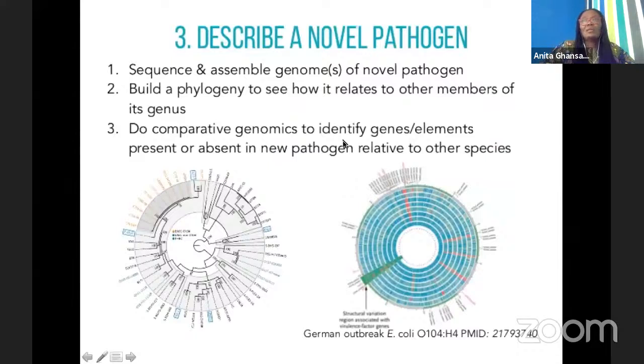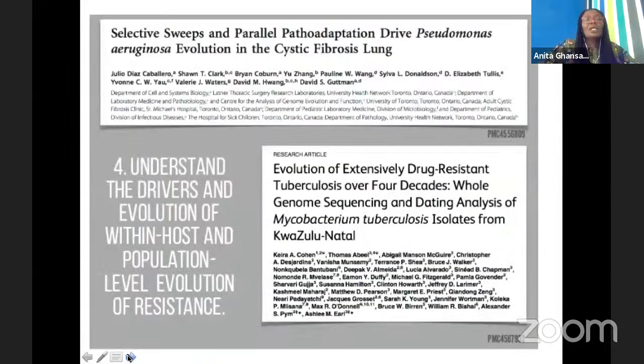Now, for something like SARS-CoV-2, we are comparing this novel pathogen with other genomes within the genus coronavirus grouping, to identify which regions have changed by comparative genomics with a known coronavirus, and we established the new SARS-CoV-2. Now we can also use sequencing data to understand the drivers and evolution of within host and population level evolution of resistance to these pathogens.